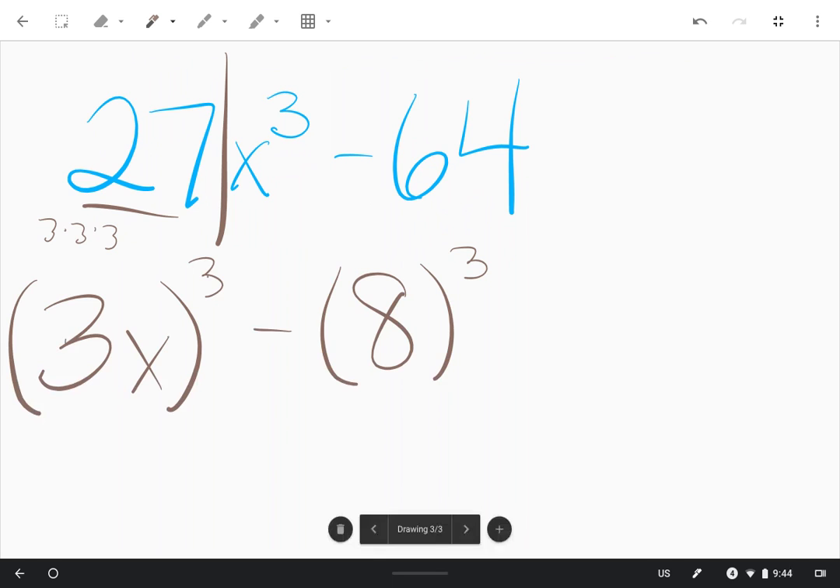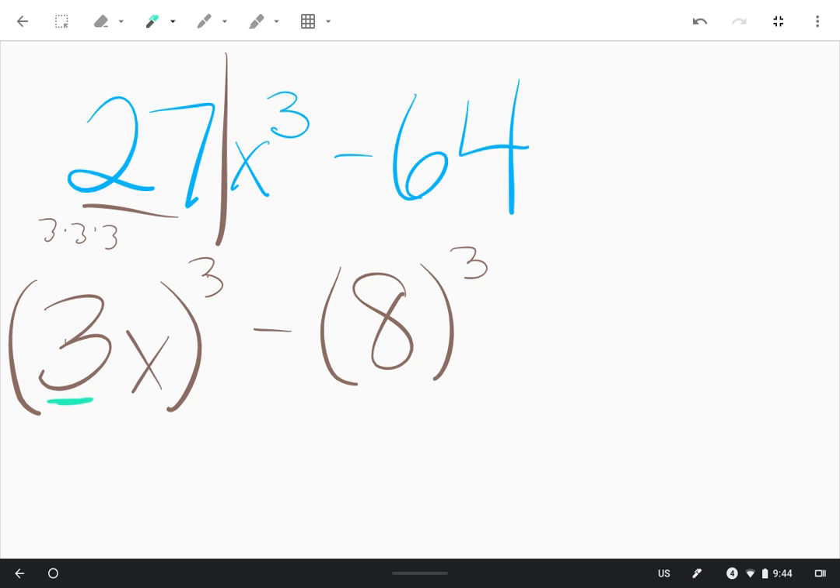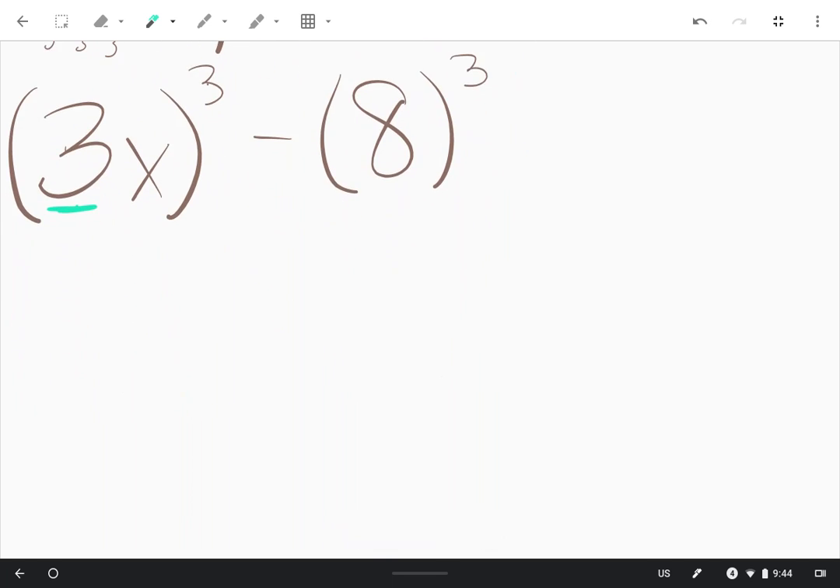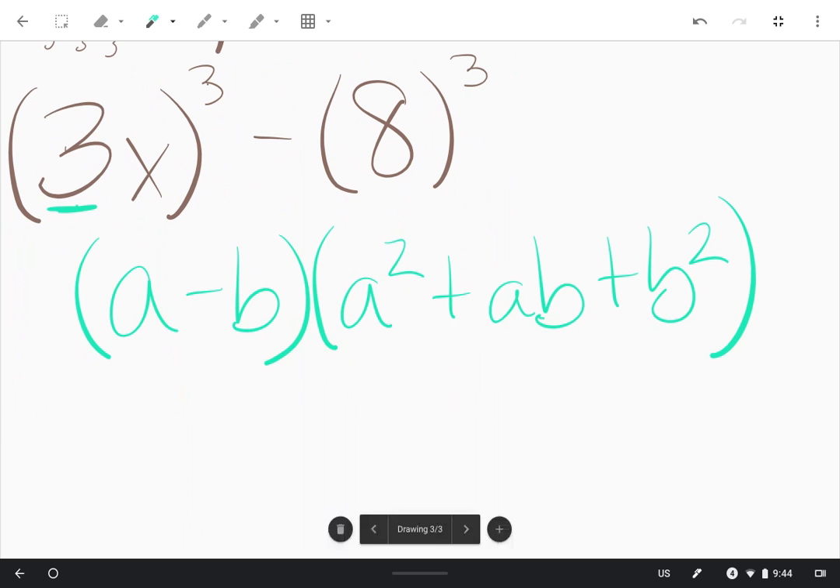So it's a little bit different because now there's this coefficient. That's what we call that in algebra. There's this coefficient in front of the x, but that's okay. We can still follow the same pattern. And the pattern for difference of cubes is as follows. A minus b, a squared plus ab plus b squared. So we're going to follow this through. We're going to put 3x everywhere there's an a, and we're going to put 8 wherever there's a b. So we're going to do it right now.